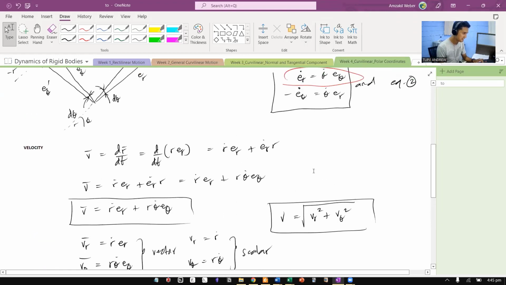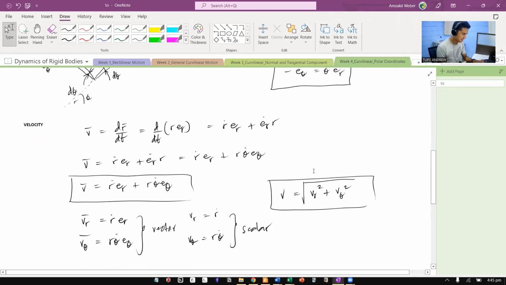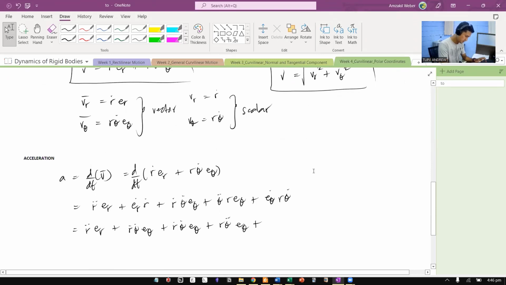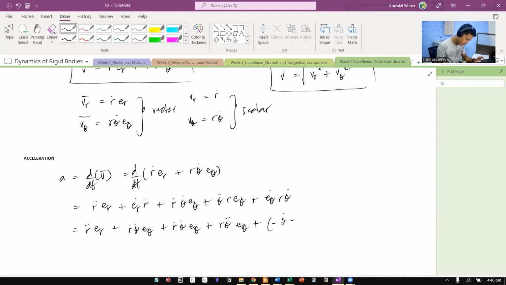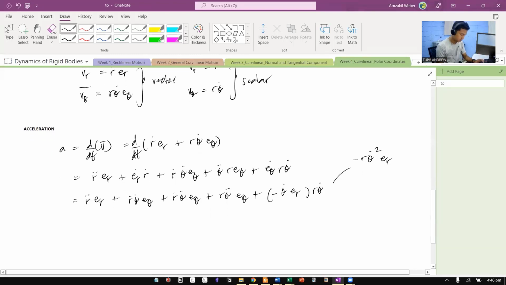Negative theta dot e_r. Negative theta dot e_r. So, this one has a negative r theta dot squared e_r. Okay? So let's collect similar terms.